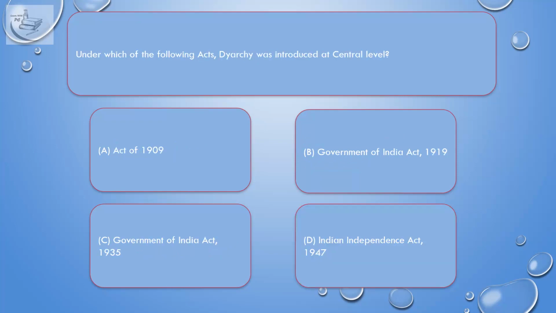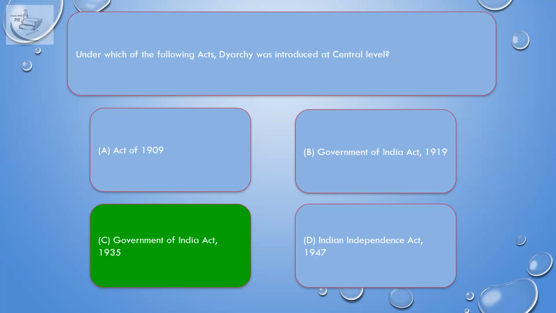Question: under which of the following acts diarchy was introduced at central level? A. Act of 1909. B. Government of India Act, 1919. C. Government of India Act, 1935. D. Indian Independence Act, 1947. Correct answer is C. Government of India Act, 1935.